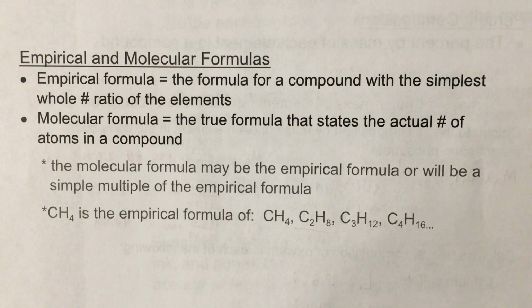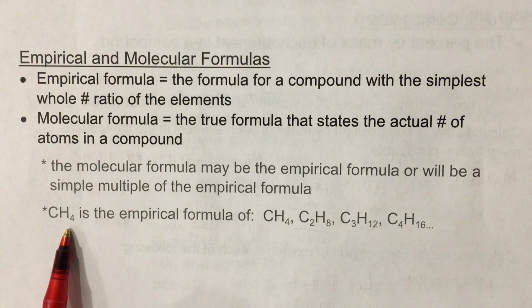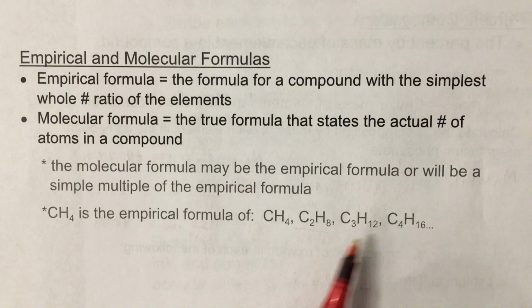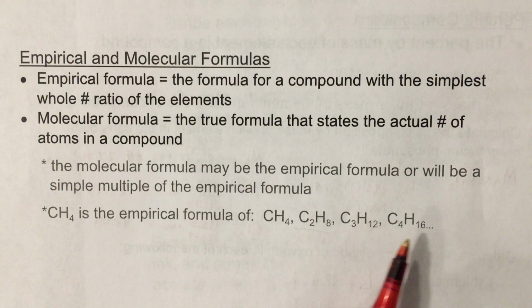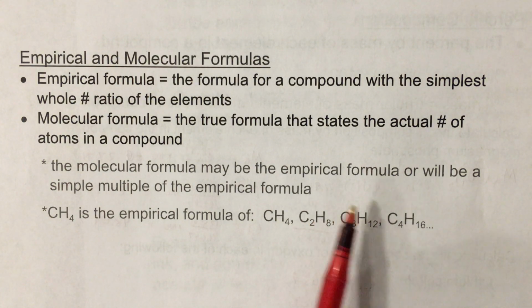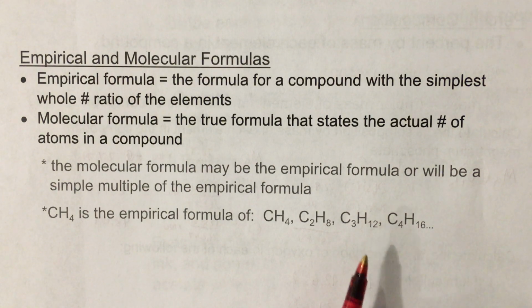So if you look at, for example, CH4 is an empirical formula with one carbon to 4 hydrogens. That would be the empirical formula for all of these molecules because they all have that same 1 to 4 ratio. So these might be different molecules that exist naturally, but they all would have an empirical formula of CH4.